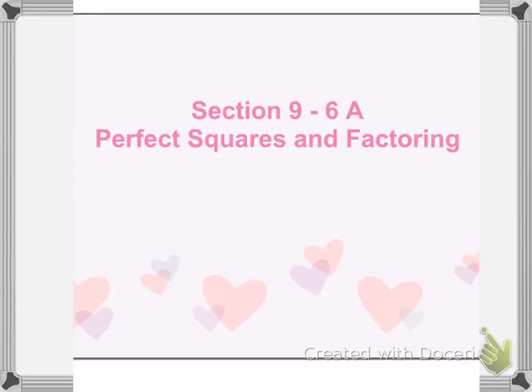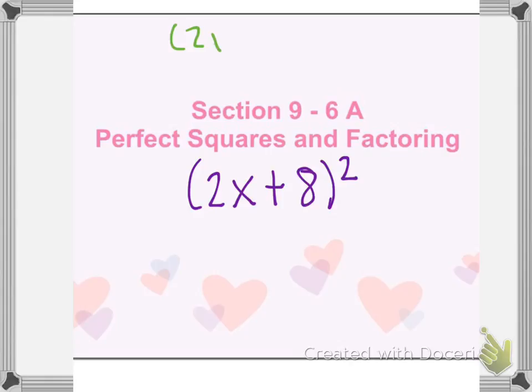All right, if we think back to Chapter 8, we had a section where we learned a shortcut for specific types of FOILing. So when you were given something like (2x + 8) squared, you had two options. You could write it all out. You could say that means 2x + 8 times 2x + 8 and FOIL it out, which is fine.